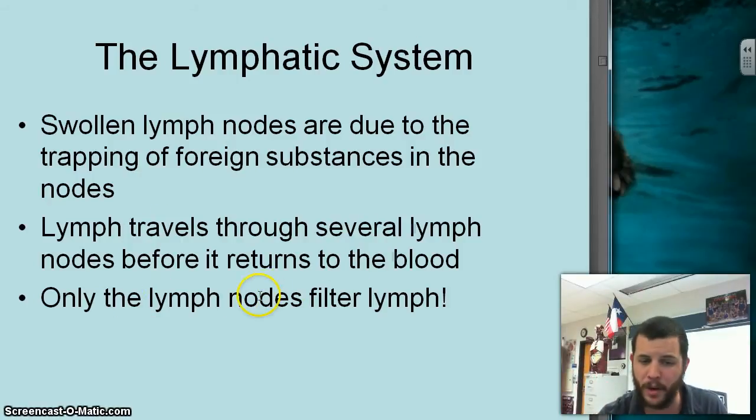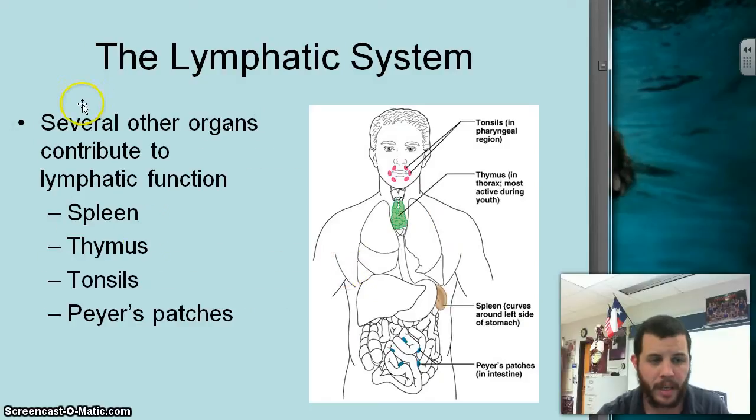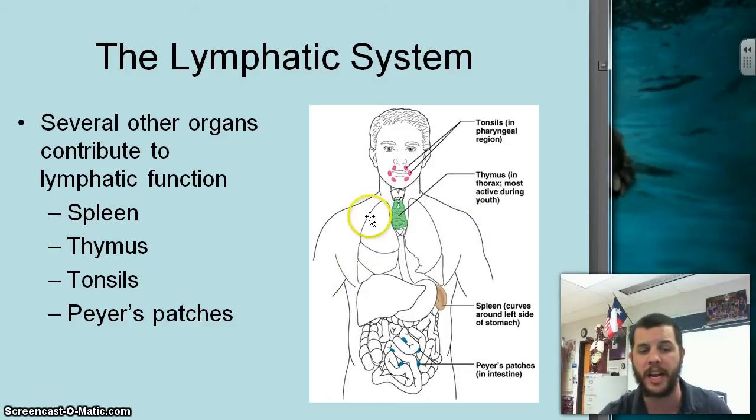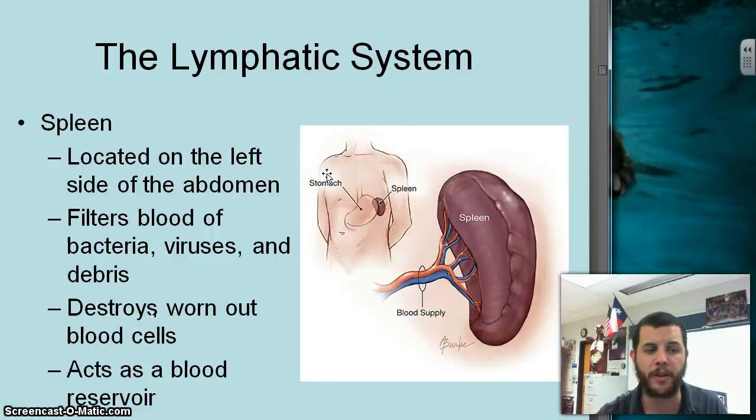Not only the lymph nodes are going to filter lymph. You've got several other organs which are going to help with lymphatic function. We have the spleen, we have the thymus, we have tonsils, and we have Peyer's patches. And we've already talked about tonsils and Peyer's patches in some different units.